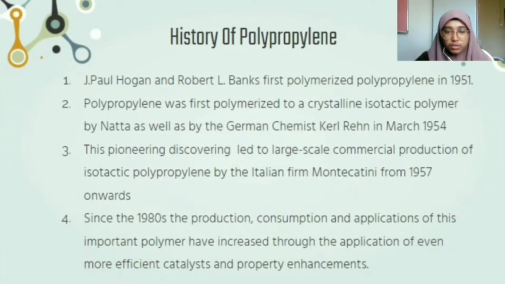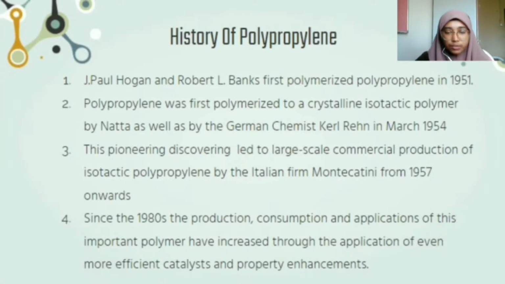So, for the history of polypropylene, J. Paul Hogan and Robert Banks first polymerized polypropylene in 1951. Polypropylene was first polymerized to a crystalline isotactic polymer by Natta as well as by the German chemist Ziegler in March 1954.